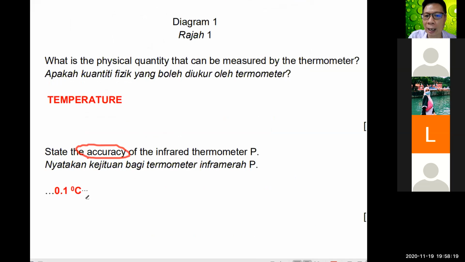You have answered accuracy as 0.1. Sometimes the question can ask for sensitivity. What is the sensitivity of this thermometer? You also get the same answer. Both accuracy and sensitivity refer to the smallest scale division. Remember, please make notes. Sometimes they ask for accuracy, sometimes sensitivity, but they are the same answer. Sensitivity is also 0.1, accuracy is also 0.1. Next one.